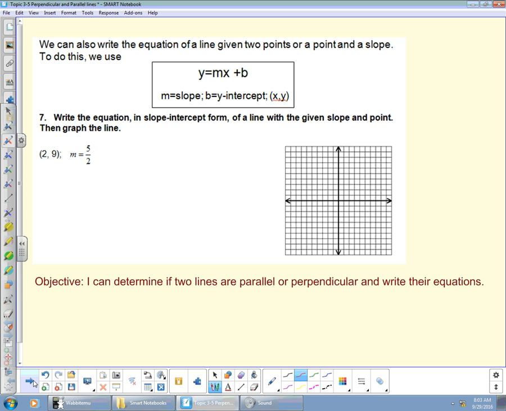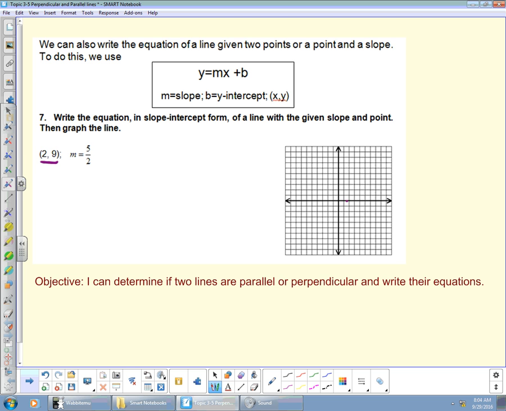We can also write the equation of a line given 2 points or a point and a slope. So to do this, we use y equals mx plus b. We've already talked about this. m is equal to the slope, b is equal to the y-intercept. So write the equation in slope-intercept form of a line with the given slope and point, and then graph the line. All right, so 2, 9 is my given point.